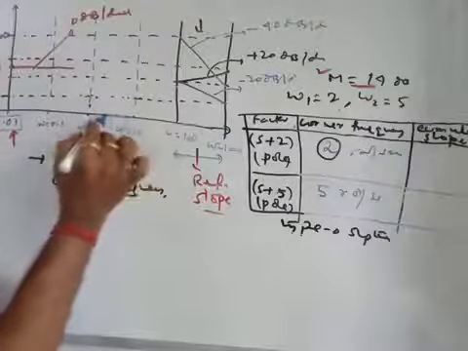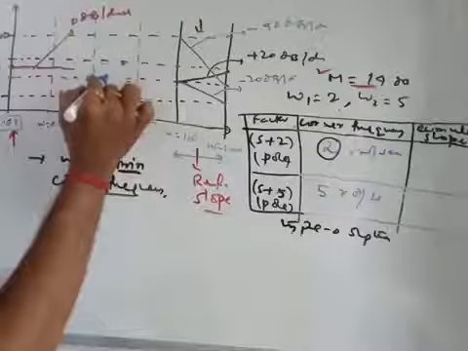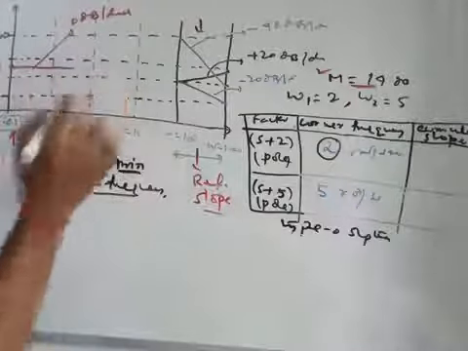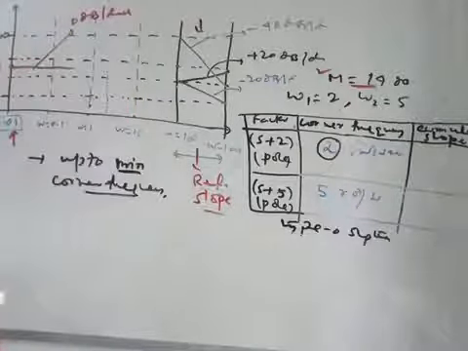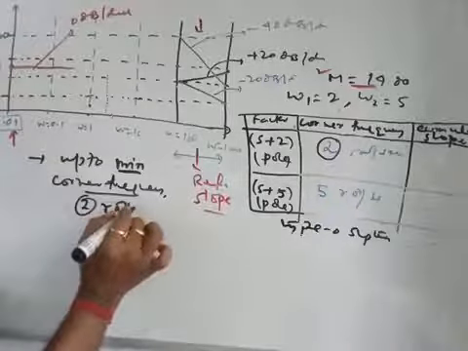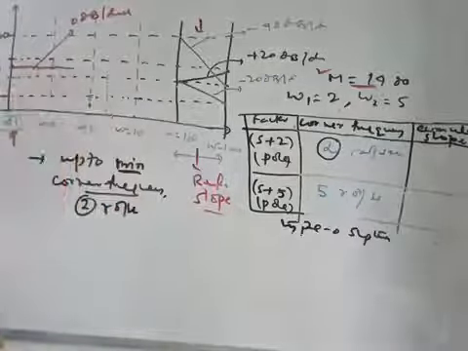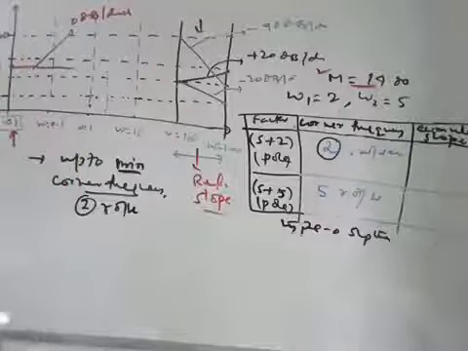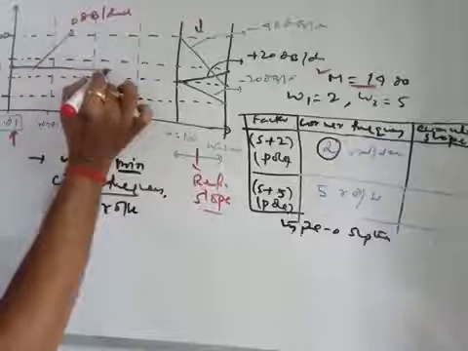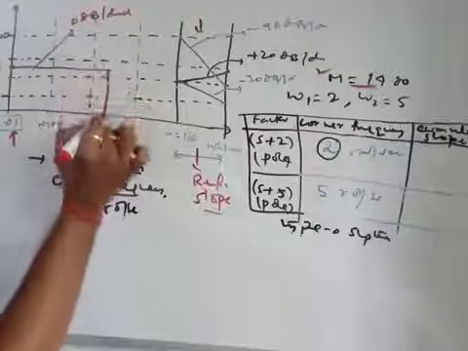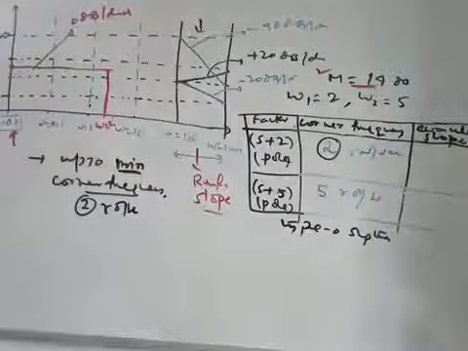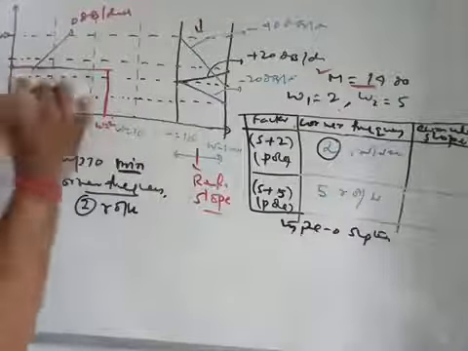From here you see there will be a point 2, for example. So this will be the point corresponding to that. Actually, up to the minimum corner frequency means here up to 2 radian per second. The 0 dB per decade slope will be extended to this point. So this is omega equal to 2. Up to omega equal to 2, the slope will be 0 dB per decade.